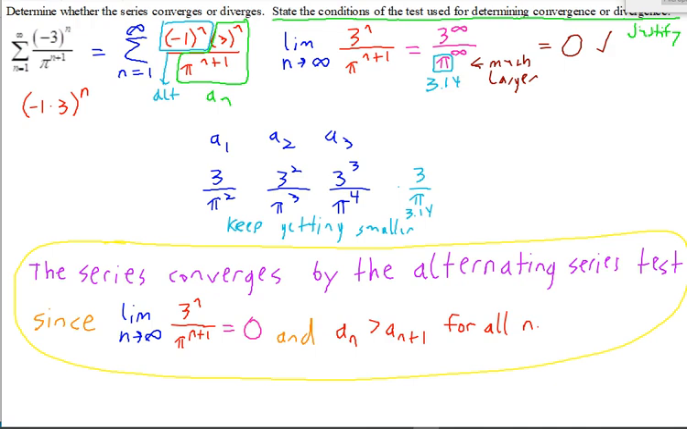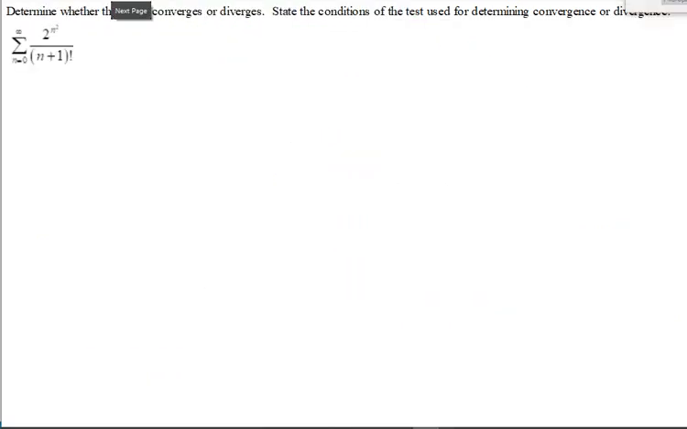All right, let's take a look at another one here. This one, clue, you've got the factorial. So when you see that factorial sign, for most of the factorial ones, the ratio test tends to work best for those.